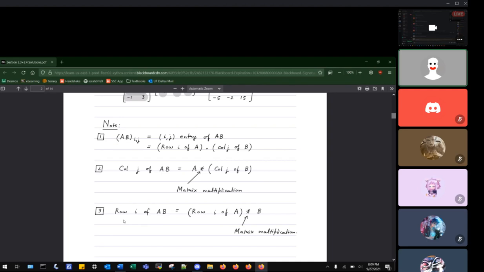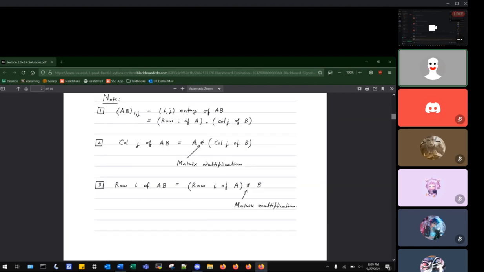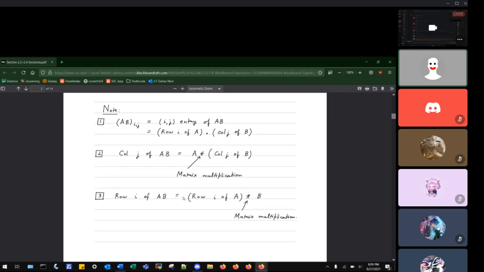Yeah. So if you want to find a row of a product of two matrices, you take the corresponding row of the first matrix and multiply it with the entire second matrix. These are just some shortcuts. And so these help you find specific elements quickly without having to do the entire matrix multiplication.